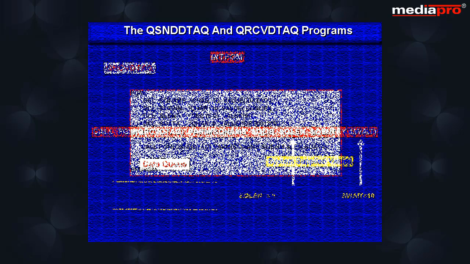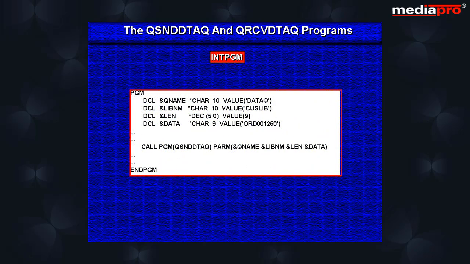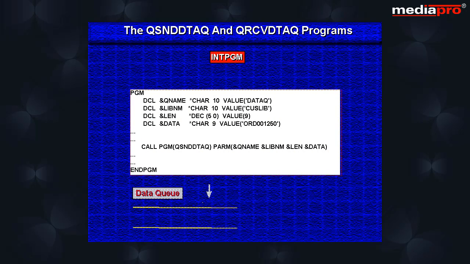We have the INT PGM program that is used to enter orders. Every time an order entry is completed, the QSNDDTAQ program is called to place the order number on the data queue.